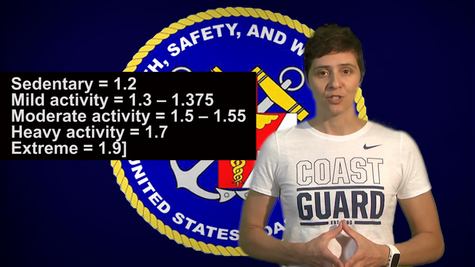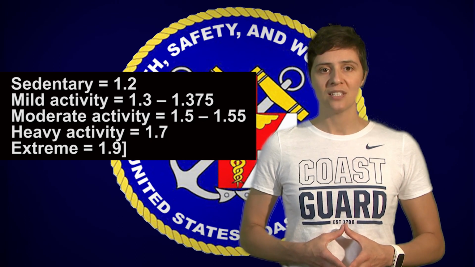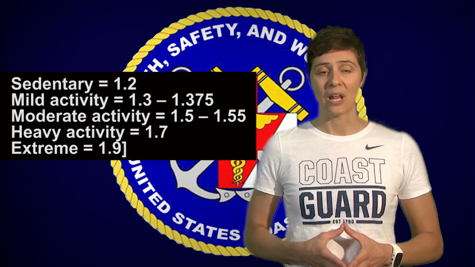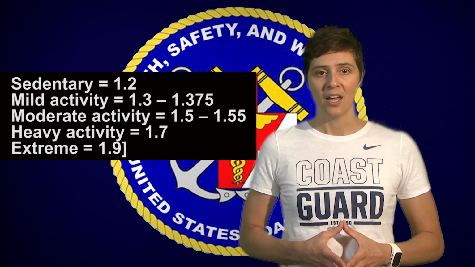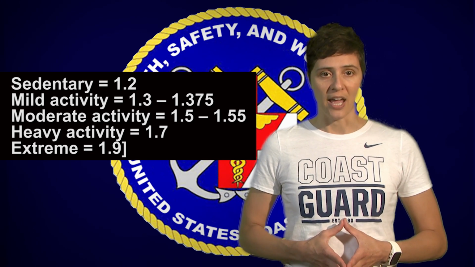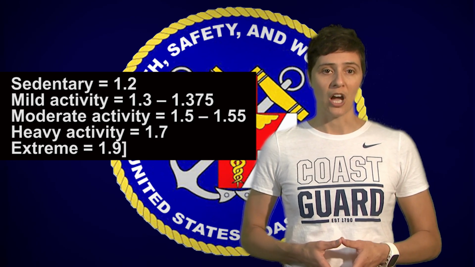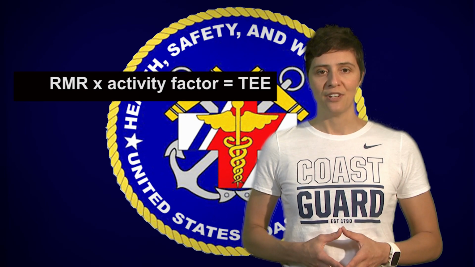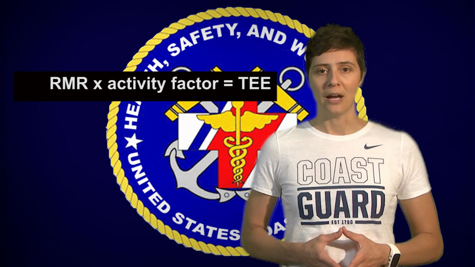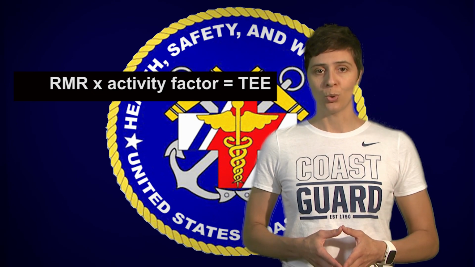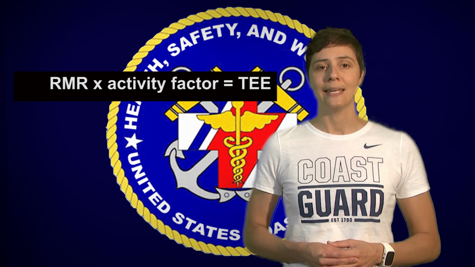Someone that exercises for more than 60 minutes most days of the week or has a very labor-intensive job like construction would have a heavy activity level. And finally, an athlete participating in multiple intense workouts per day, or someone with a labor-intensive job plus a moderate exercise schedule, would be extremely active. Choose an activity factor that roughly applies to you and multiply it by your RMR. This gives you an estimate of your total energy expenditure, or TEE.